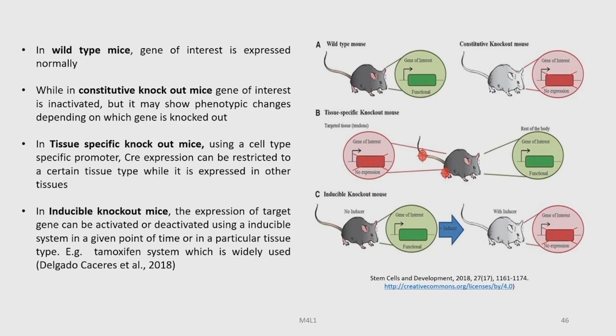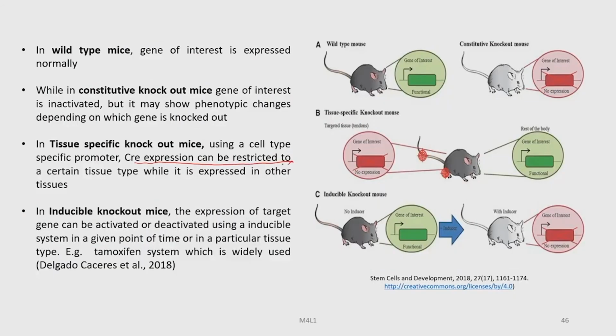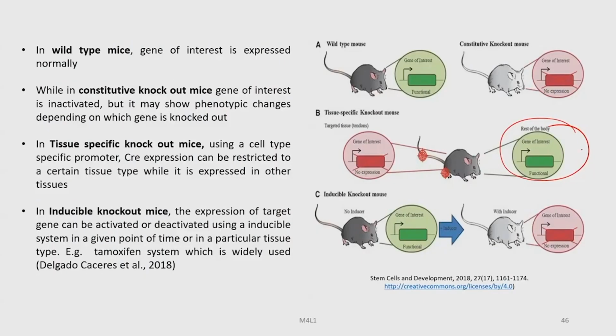In tissue specific knockout mice, using a cell specific promoter, Cre expression can be restricted to a certain tissue type while it is not expressed in other tissues. So, in such a mice, the gene of interest will not be expressed only in the particular tissues in which the Cre expression is restricted to, but in the rest of the body the gene of interest will be functional. Such a mice is known as tissue specific knockout mice.